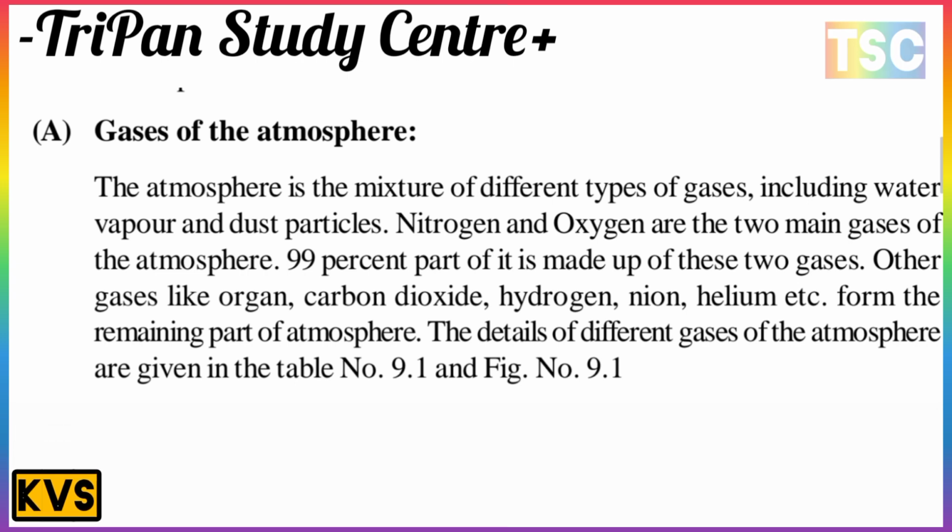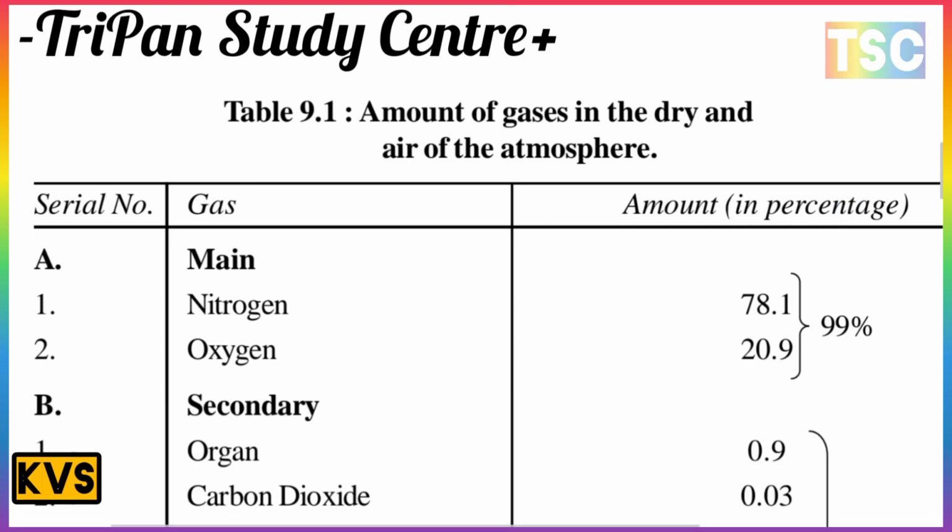Other gases like argon, carbon dioxide, hydrogen, neon, helium, etc. make up the remaining part of the atmosphere. There is a table here showing the details of the different gases. In this table, the amount of gas in the dry air of the atmosphere is shown. The main gases here are nitrogen and oxygen.